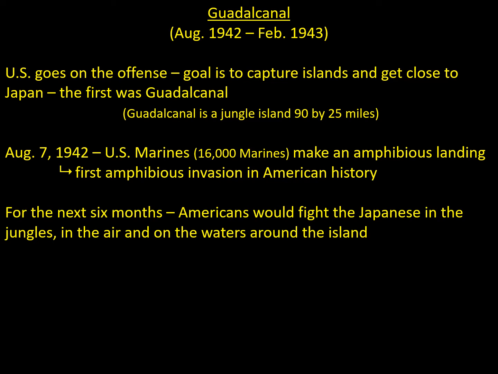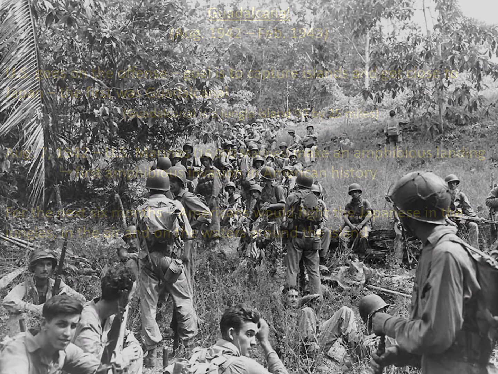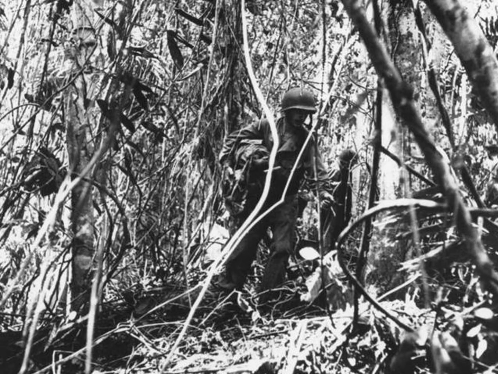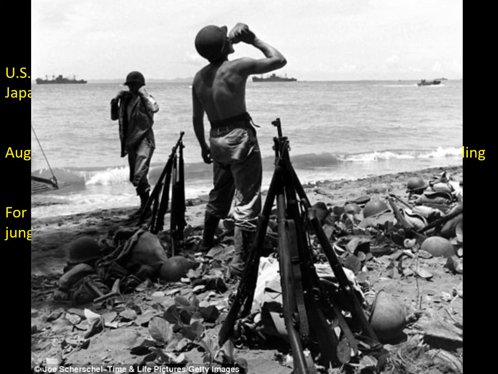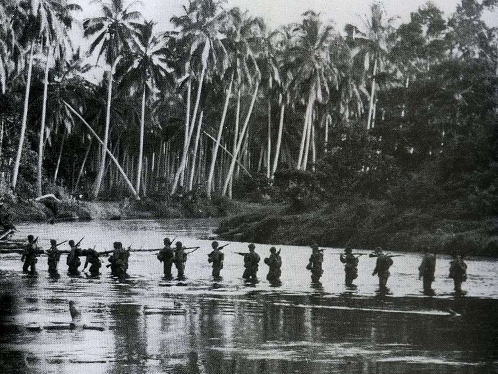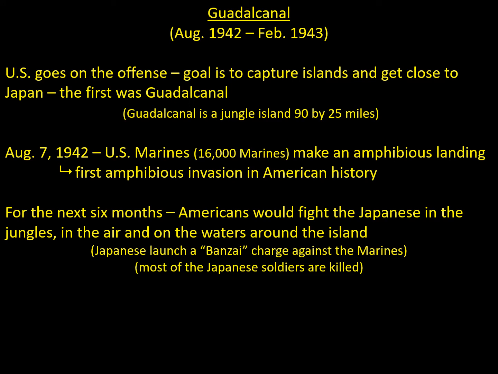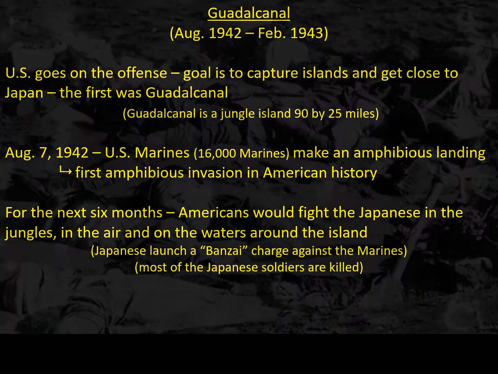For the next 6 months, the Americans would fight the Japanese in the jungles, in the air, and on the waters around the island. Here we see some photographs of the American soldiers in the jungles. The Japanese would launch what they called banzai charges against the Marines. These were suicidal attacks, and the Marines were able to fight them off, and unfortunately, most of the Japanese soldiers would be killed.